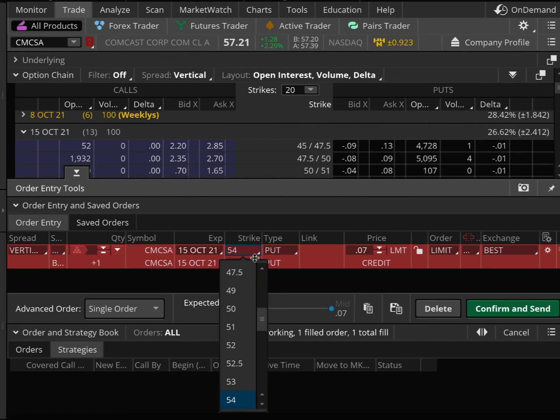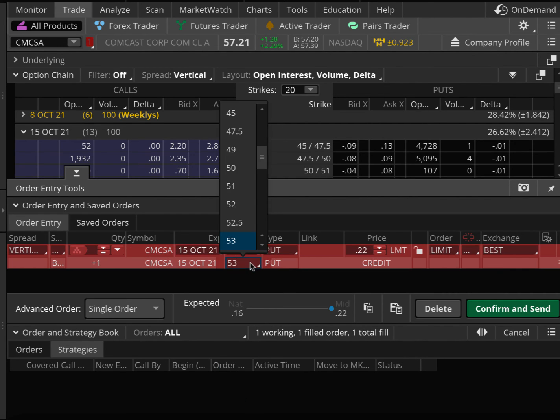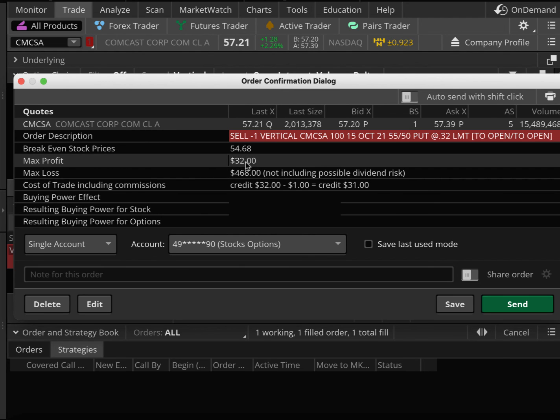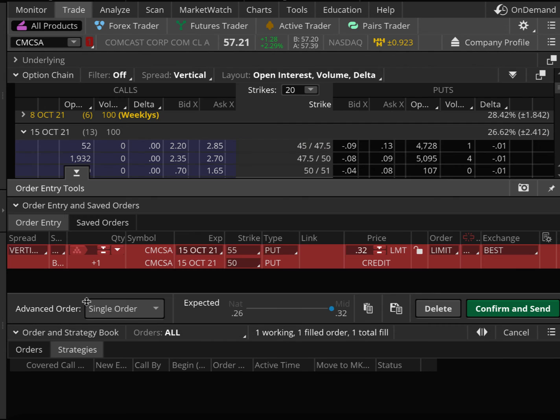Let's see what happens if we fiddle the numbers a little bit and just change the numbers. Now, even taking the spread out a little bit further is still not that great. So we would risk almost $470 just to make $32. So when you do it like that, you can already see that it doesn't make sense to sell a put credit spread. I'm going to delete that.